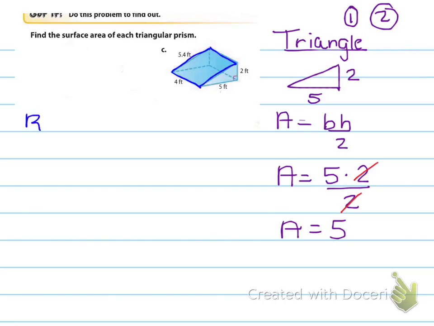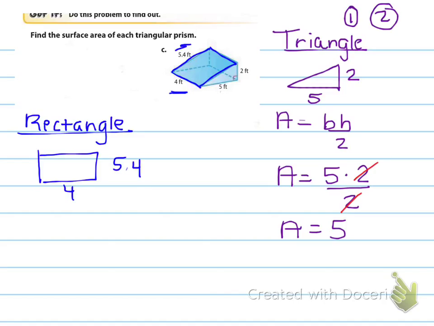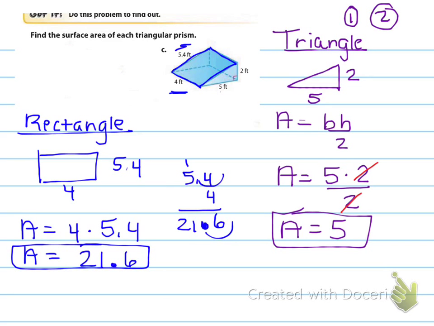Let's write rectangle. As you can see, we have a side length of 4 feet and a side width of 5.4 feet. So we're going to have our rectangle drawn here, and we'll have 4 by 5.4. Then we'll just plug that in and solve. So as you can see, I went ahead and solved here. So now we have our triangle, which is our faces 1 and 2, so we'll count that twice. Then we have our first rectangle, which will be face 3.